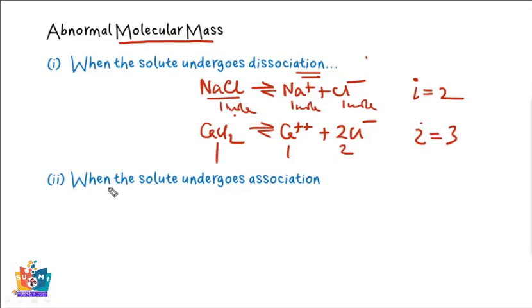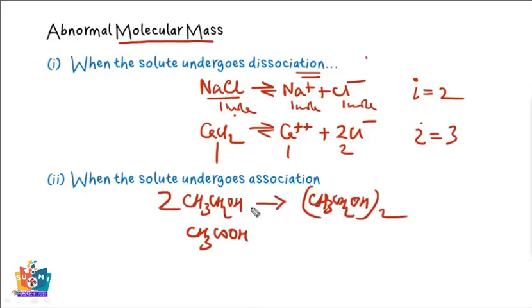Now, there is another case when the solute undergoes association. Molecules like CH3CH2OH, ethyl alcohol, and CH3COOH. One ethyl alcohol molecule is associated with another ethyl alcohol molecule by means of hydrogen bonding, so they remain in pairs. Two ethyl alcohol molecules, 2 moles, become 1 mole. The number of particles has become half of the initial, so the colligative property has decreased to half. Therefore the molecular weight, which is inversely proportional to the colligative property, becomes doubled in this case. So i equal to half. Acetic acid, 2 molecules combining with each other and remaining in pair with the help of hydrogen bonding, so 2 molecules become 1. Therefore i equal to half.